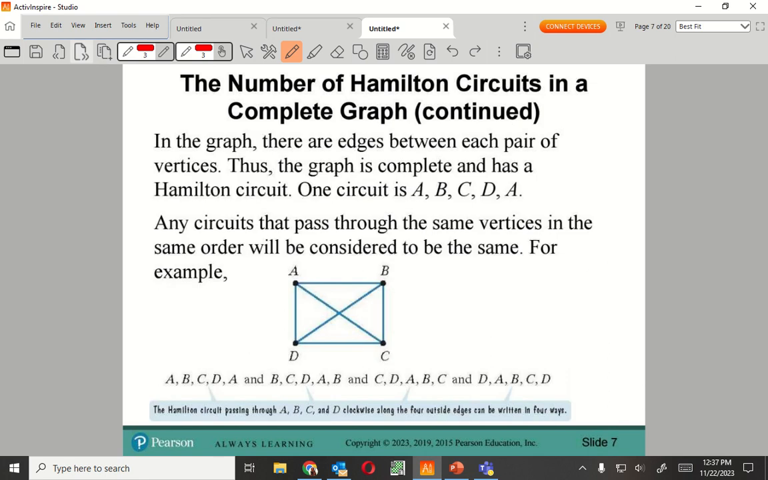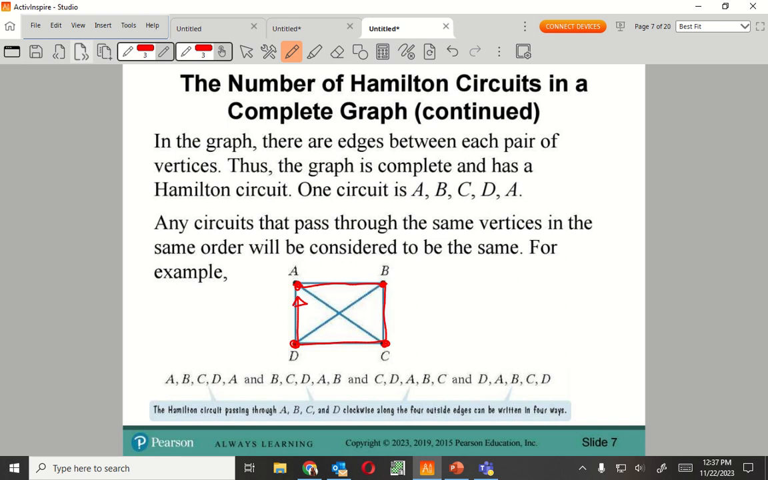Now for this one, we are only dealing with 1, 2, 3, 4 vertices. 4 vertices. So I'm going to go through and look to see. So for this one right here, it says in a graph, there are edges between each pair of vertices, thus the graph is complete and has a Hamilton circuit. One circuit is A, B, C, D, A.